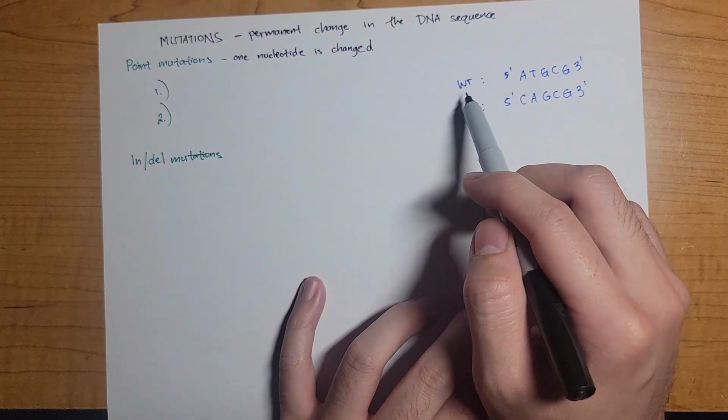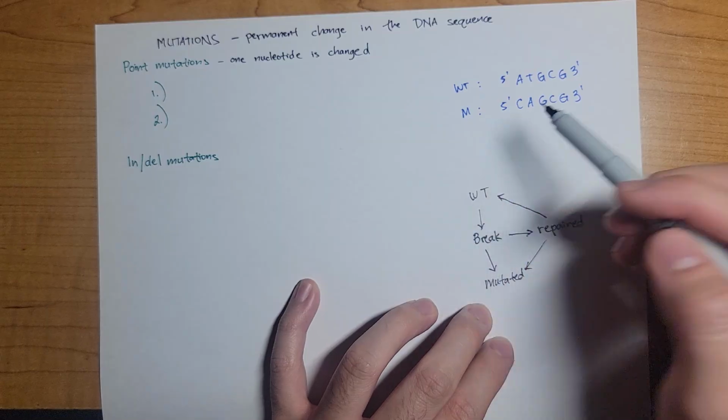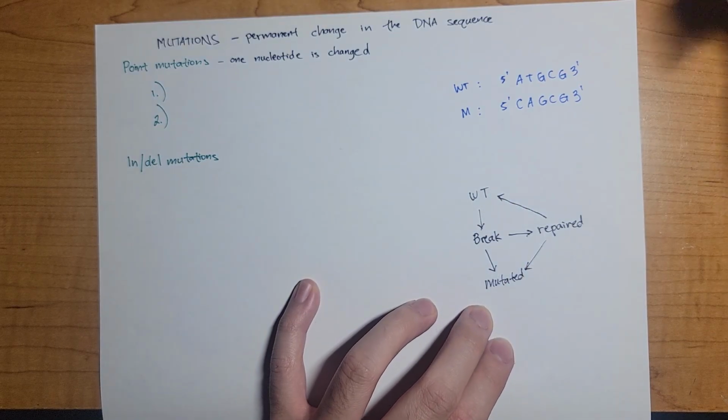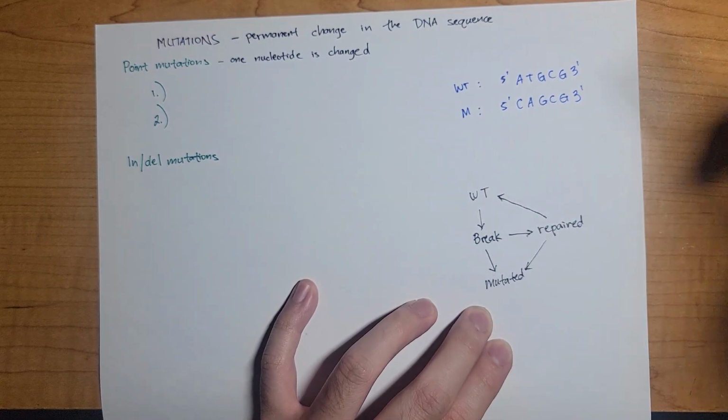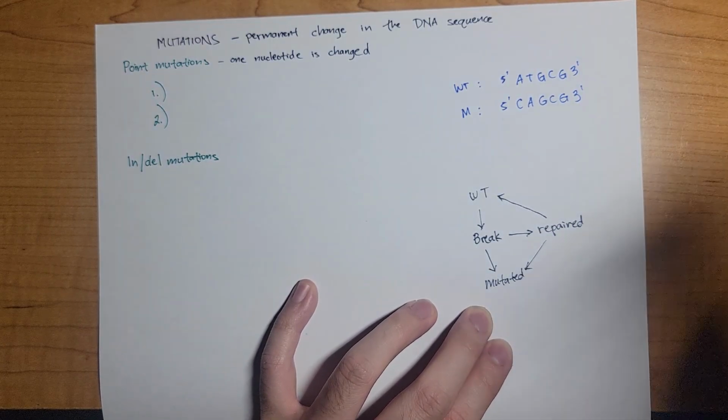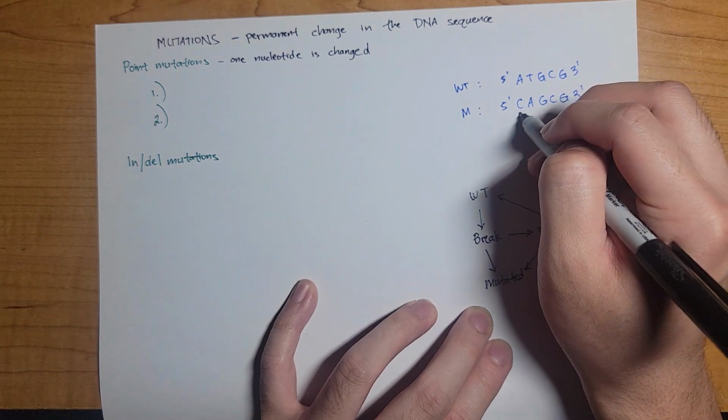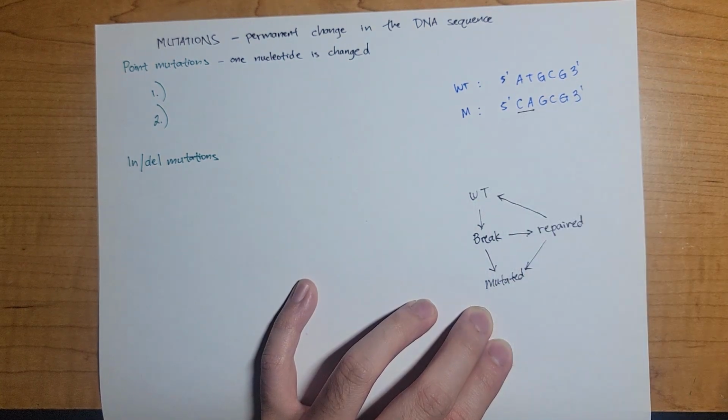For this example, let's say the wild type is ATGCG. Now, let's say something happened, something broke, it underwent repair. That's why we still have 5 nucleotides here. But the repair was incorrect. Something happened and changed the sequence here. So now you have a permanent mutation.